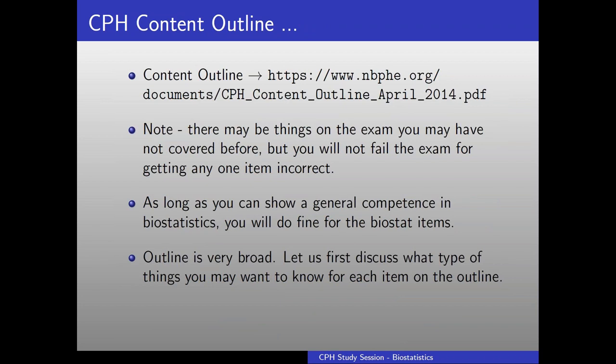The content outline I mentioned can be accessed through the website that I posted there. It's a PDF file. It's the content outline for the entire exam, not just biostatistics. Many of you probably have already seen that, but there is the link to it if you have not had a chance to look at it.